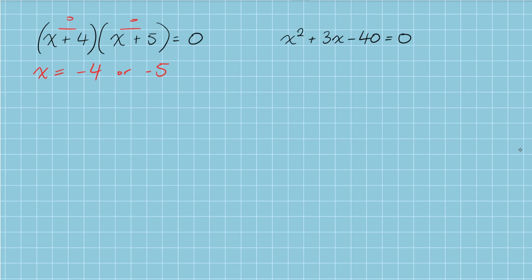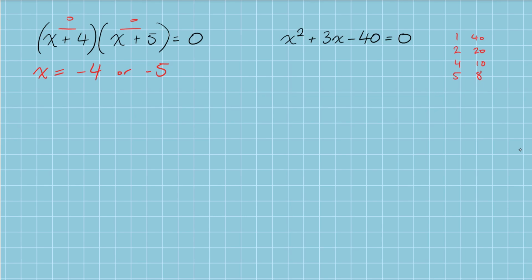All right. The second question, we have to factorize this first. So 40. How do I get 40? I'm going to go 1 and 40, 2 and 20, 4 and 10. What else have I got? 5 and 8. Yeah, I think that's it.